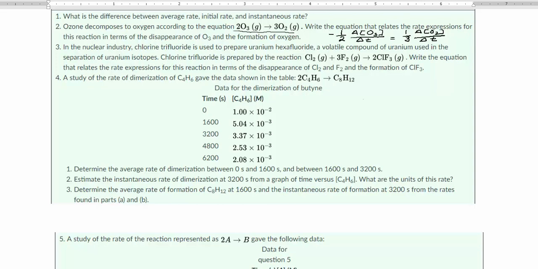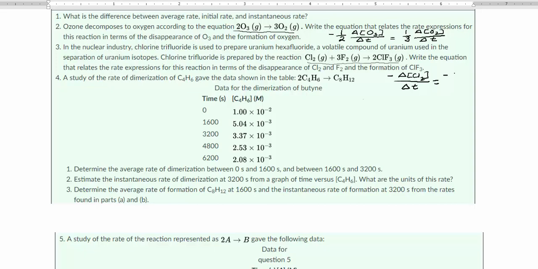Number 3, in the nuclear industry, we're looking at chlorine trifluoride, and we're asked to write the equation that relates the rate expressions for the reaction in terms of the disappearance of the reactants and the formation of the products. So we have our expression here. For the disappearance of the reactants, I need the negative change in concentration of the reactant because this one has a stoichiometric coefficient of 1. We don't have a reciprocal. The reciprocal of 1 is 1.